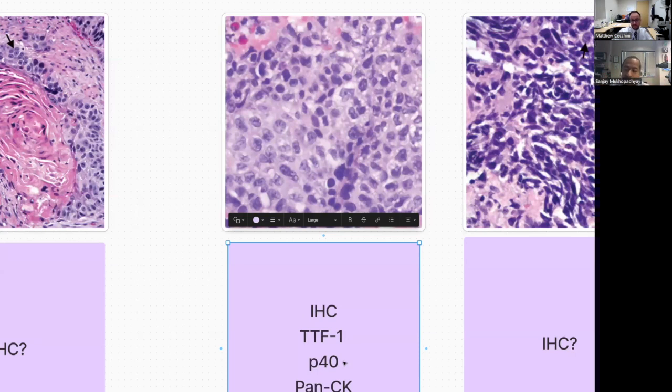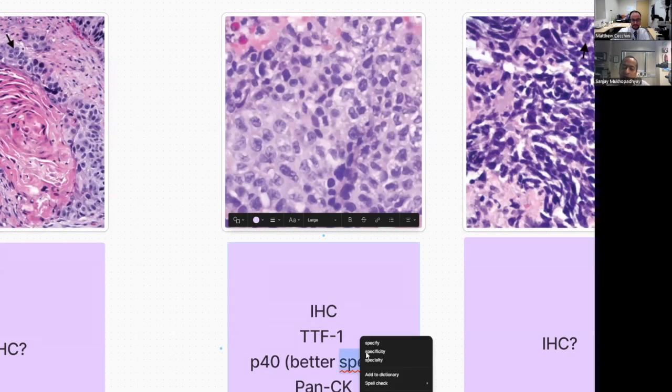What P40 is much better at is specificity, in the sense that it does not stain adenocarcinomas at the same rate that P63 does. So P63 stains about 30% of adenocarcinomas of the lung, usually focal and weak, but that rate is much lower with P40. So the chances that you will have a difficulty in interpretation are lower with P40 than with P63. So that's why it's just easier to use P40 if you have it than P63.